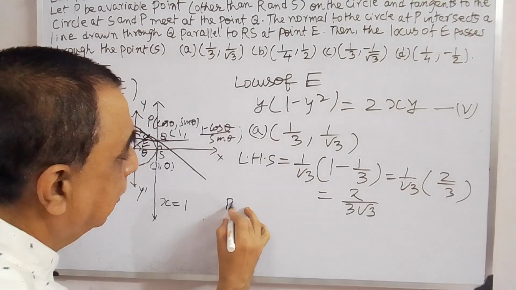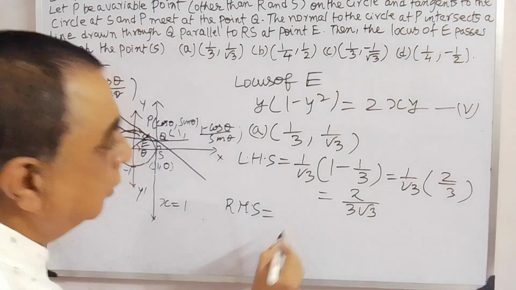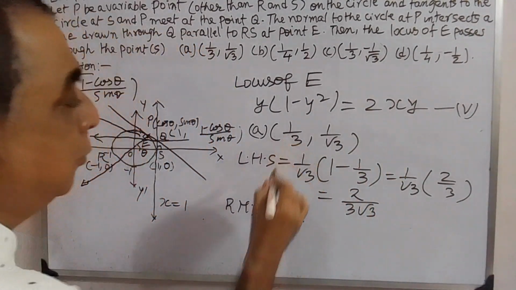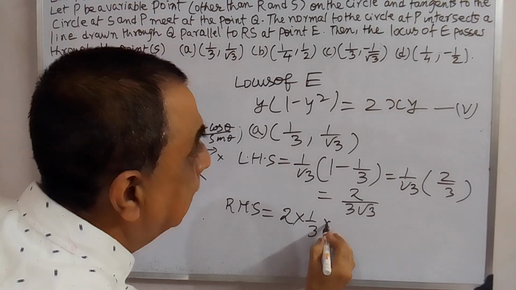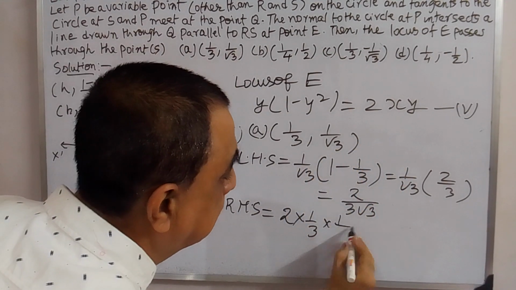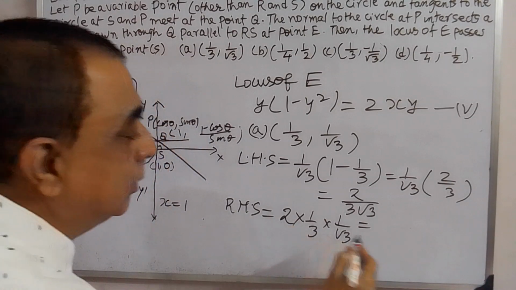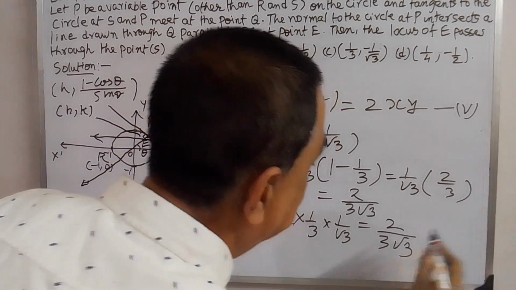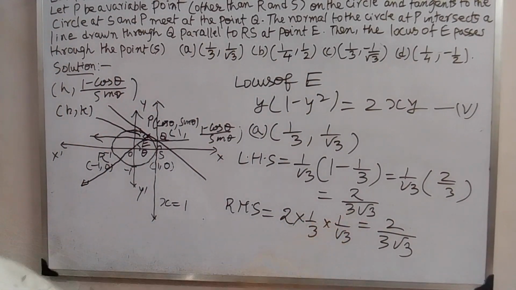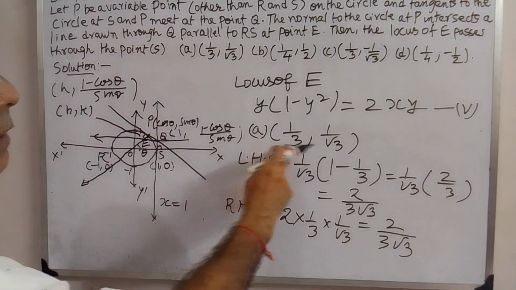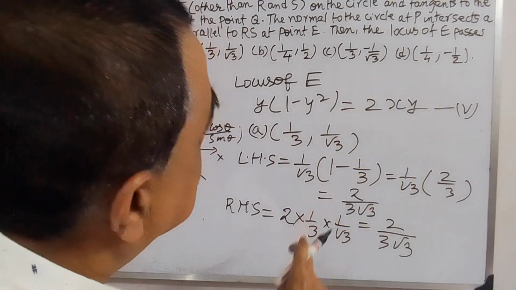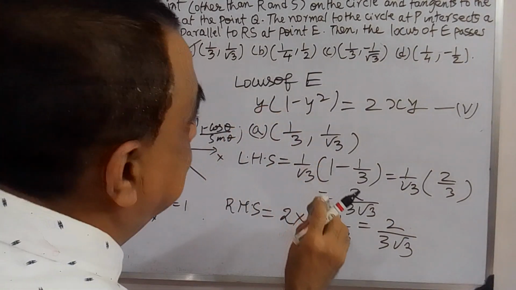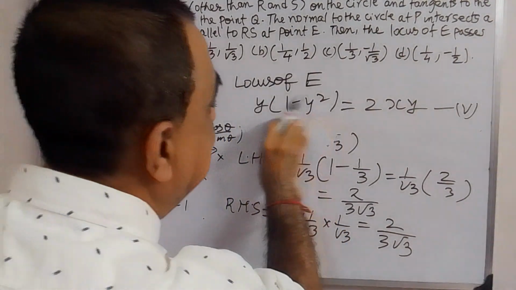Now let us check what we are getting in the RHS. The RHS is 2 into x, and the x value is 1/3, and the y value is 1/√3. Now check: 2 into 1 into 1 is 2, and this is 3√3. So we are getting LHS and RHS both equal. So this point satisfies the locus of the point E. So A is lying on the locus. We have to find all the points which are lying on the locus. So A is lying.